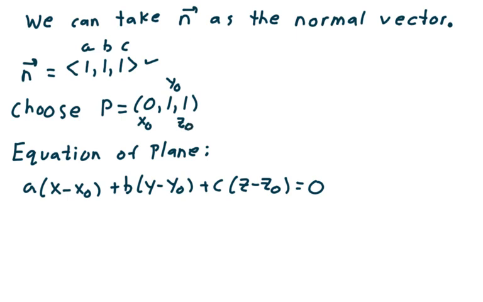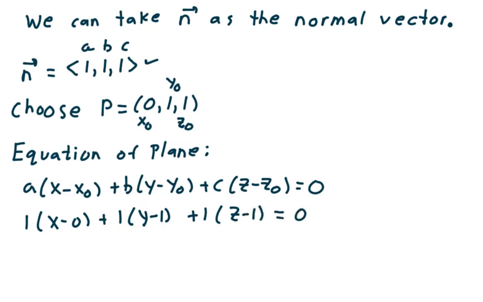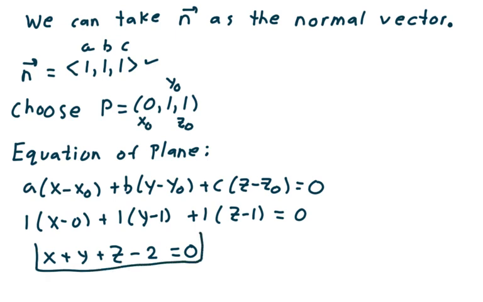And so all I have to do is plug in that information. So 1 times (x minus 0) plus 1 times (y minus 1) plus 1 times (z minus 1) equals 0. And so therefore x plus y plus z minus 2 equals 0. And that would be the equation of the plane.